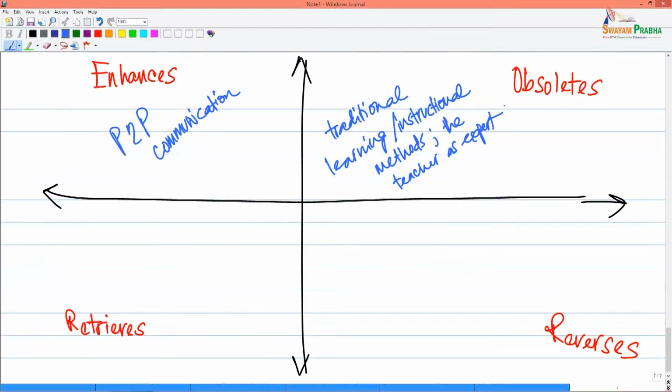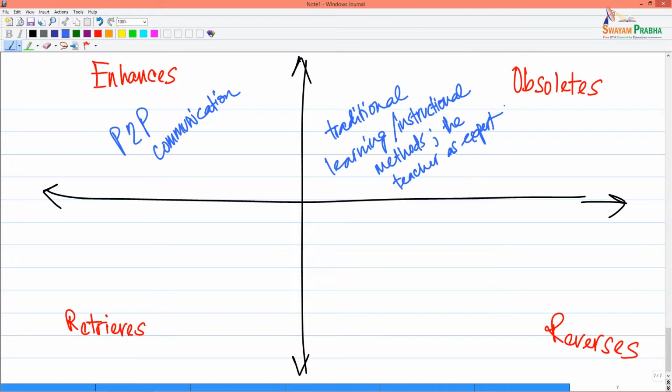Then we have to ask, what does the smart class retrieve from the past, which has been made obsolete by other earlier pieces of technology? So, the smart class in a way retrieves the oral tradition. If you look into the history of learning infrastructures in the context of India, for example, it was largely reliant upon oral culture and oral tradition. So, the smart class in a way retrieves this tradition of orality.